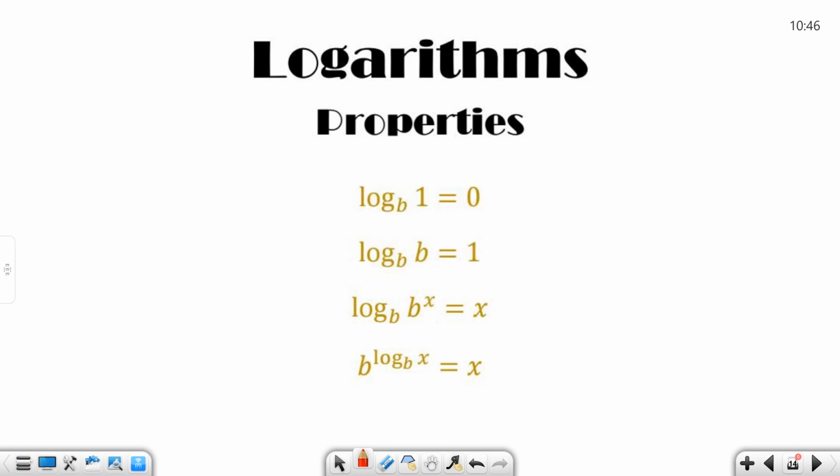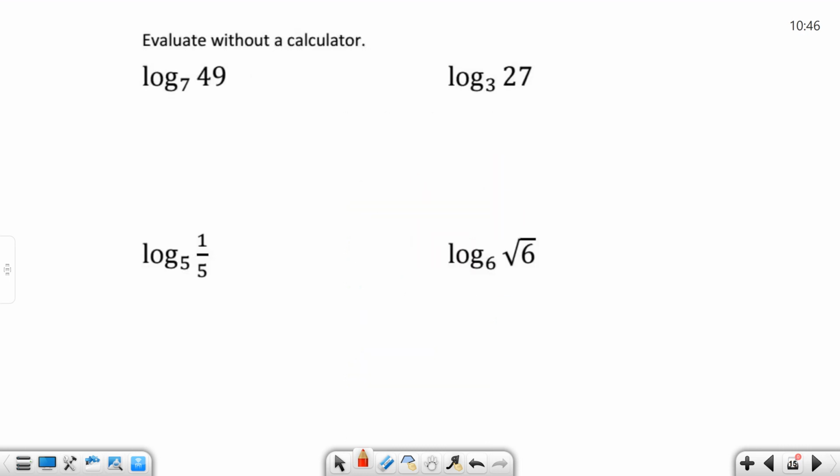All right? So now let's evaluate, without a calculator. So here's what you want to do. If you see a logarithm, the easiest way to evaluate it is, can you make the bases match? Or can you get it into the log of 1 or the log of b, the answer being 0 or 1? So here, can I get these things to have the same base? I want the same base for all of these, okay?